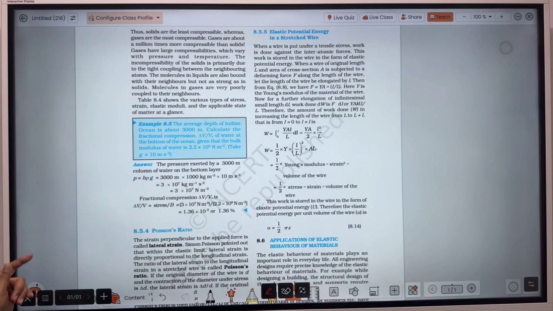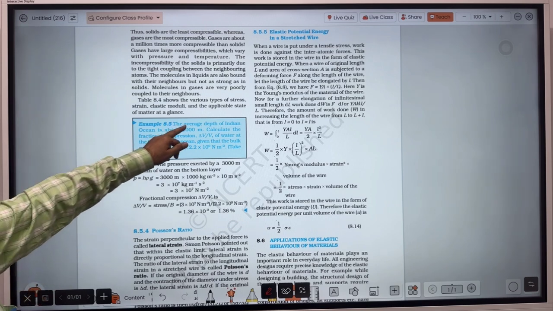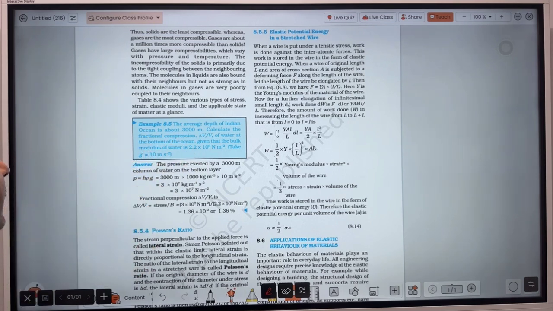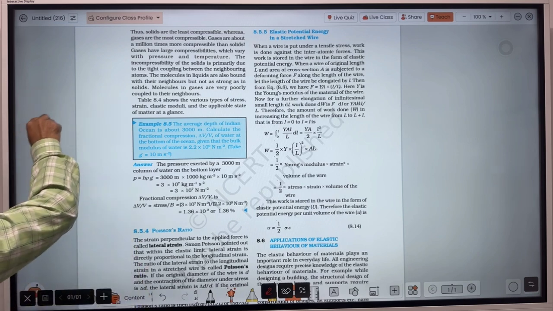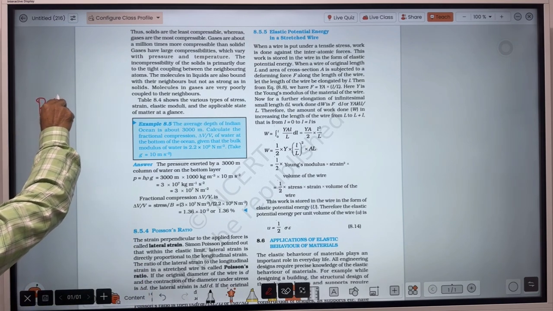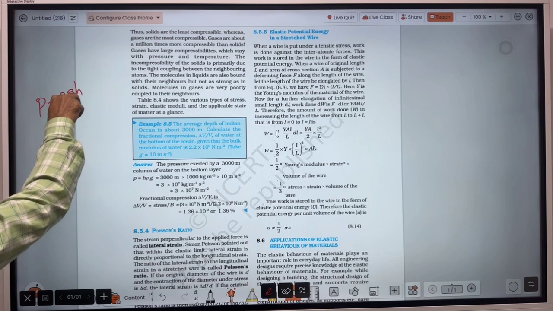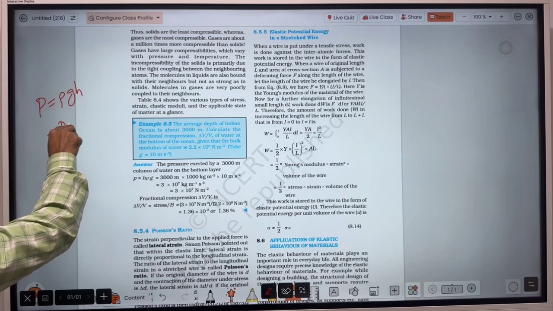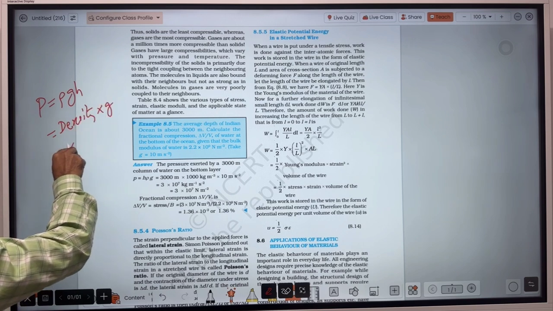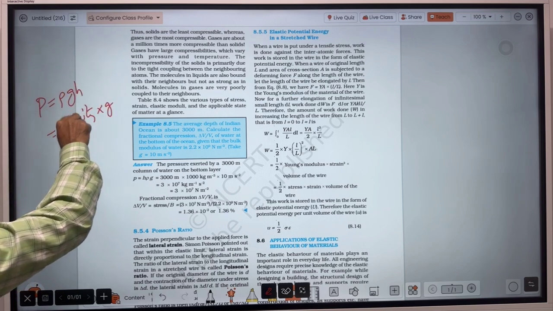Now we are going to see one numerical based on bulk modulus. Here the average depth of the Indian Ocean is about 3000 meters. Right. So what would be the pressure? If you remember, if we find pressure of a liquid column, the formula is rho g h. Rho is density, g is acceleration due to gravity, and h is height of column.